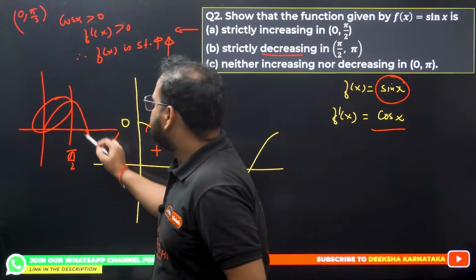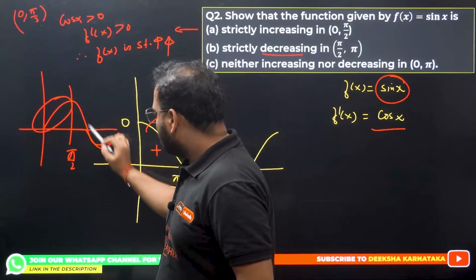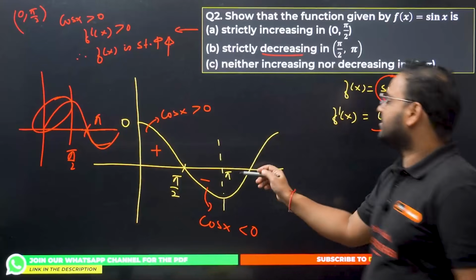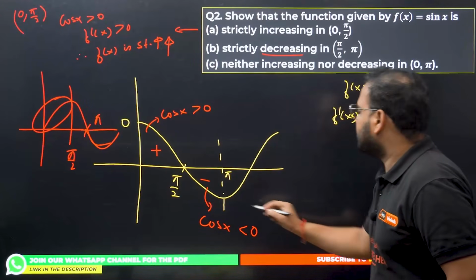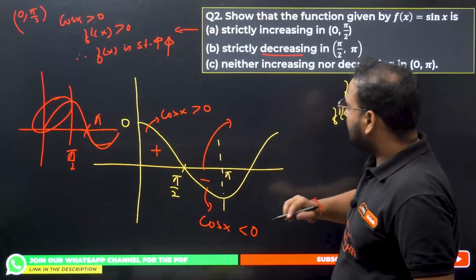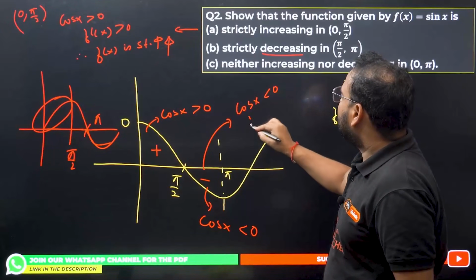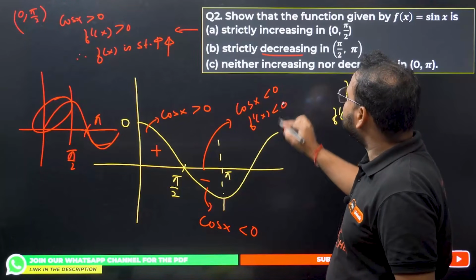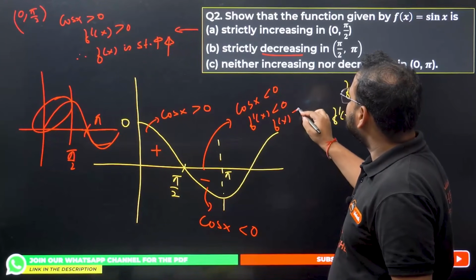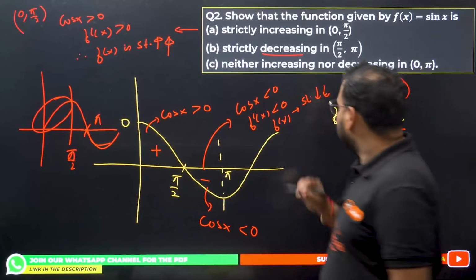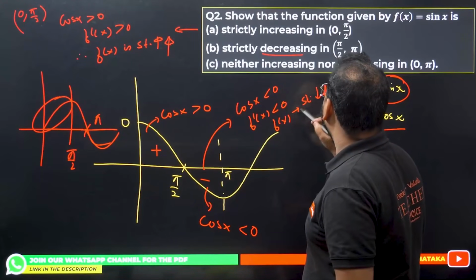This is pi by 2, this is pi. What is happening to the graph? It's coming down. This is pi, right? What happens here? Coming down means decreasing. Check here. Pi by 2 to pi. What happens over here? In this case, you have over here as cos of x is less than 0. It means f dash of x is less than 0. It means fx is strictly decreasing in nature. Strictly decreasing in nature. It's coming down, okay?